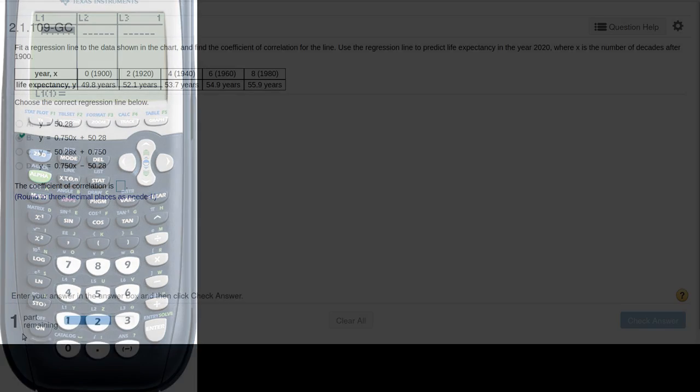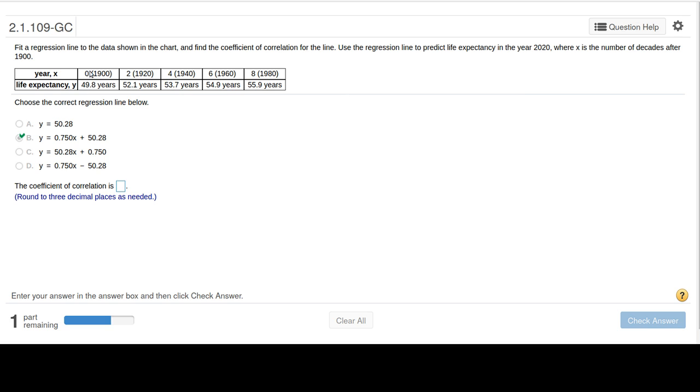So if we look at what we have here, my X values are going to be 0, 2, 4, 6, and 8. We're counting by 2s, but each 2 represents 20 years. So our X value is counting by 10s, right? Because 1 would have been 1910, 3 would have been 1930, and so on. So it counts by 10s.